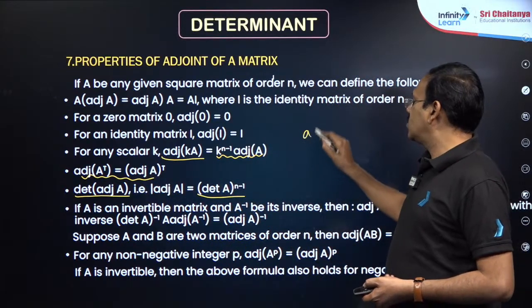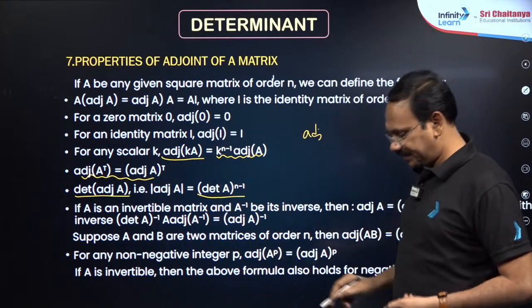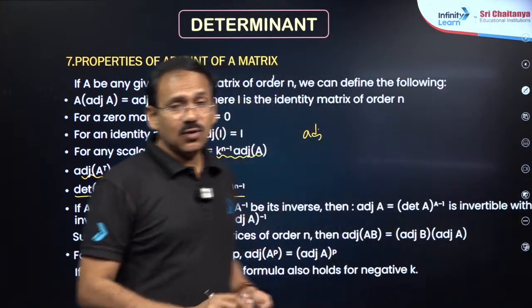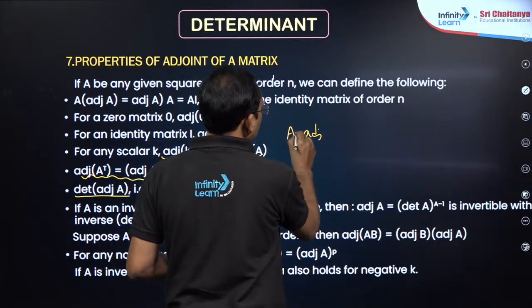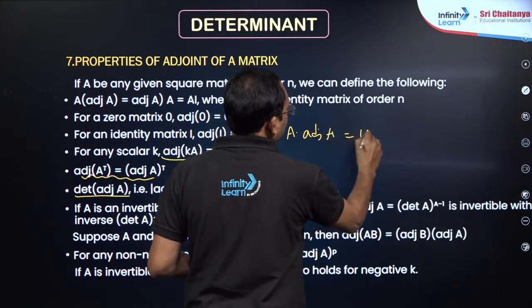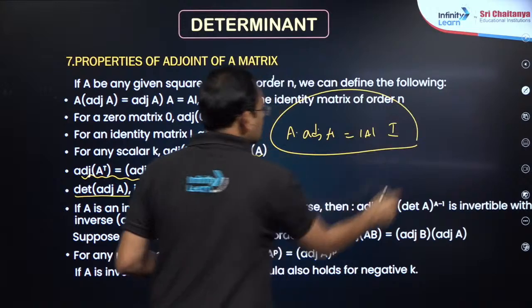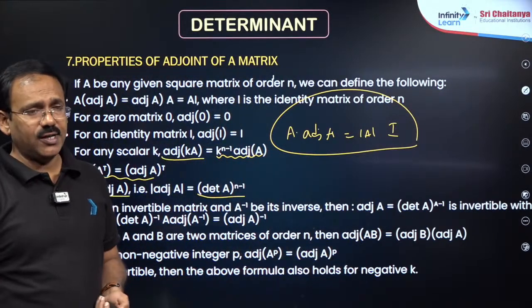Moreover, adjoint A inverse is equal to adjoint A, I mean to say, otherwise you can write A into adjoint A is det A into I. This result gives many formulae, dear students.